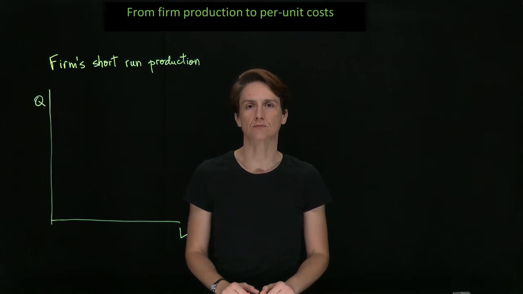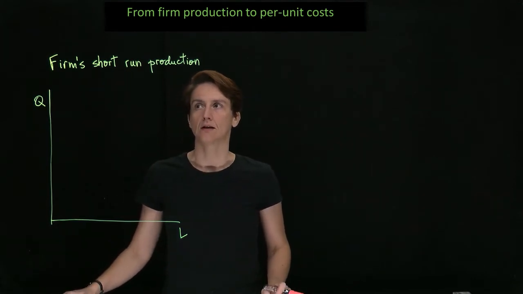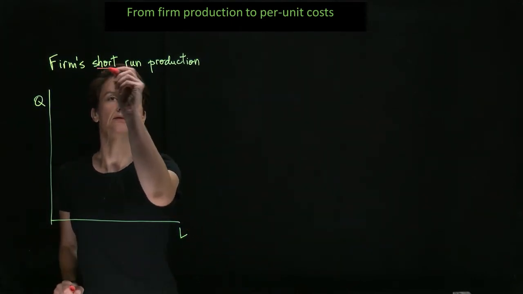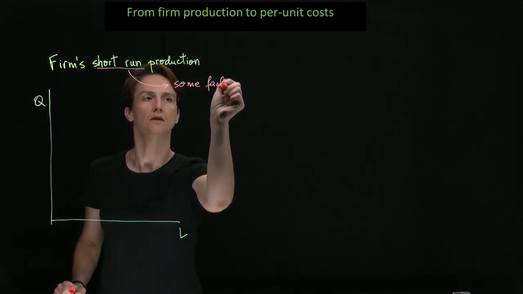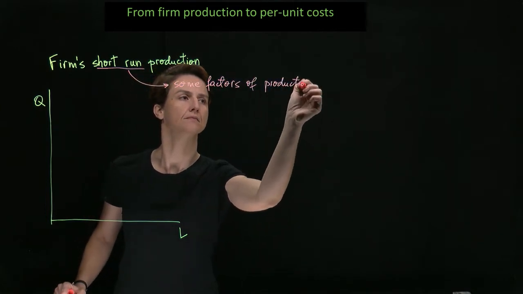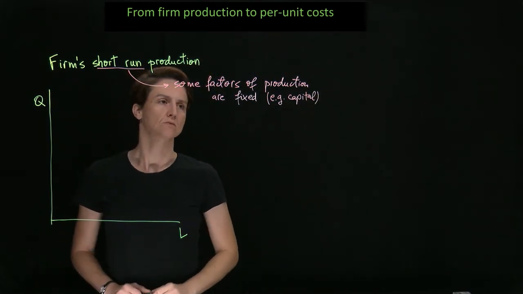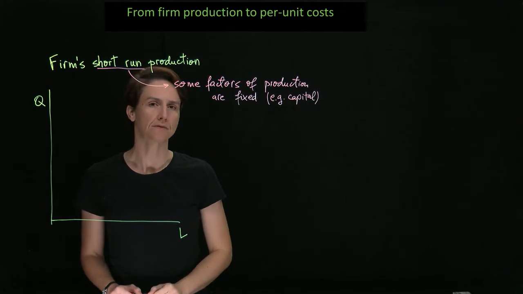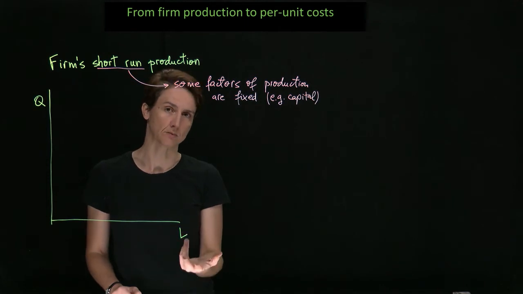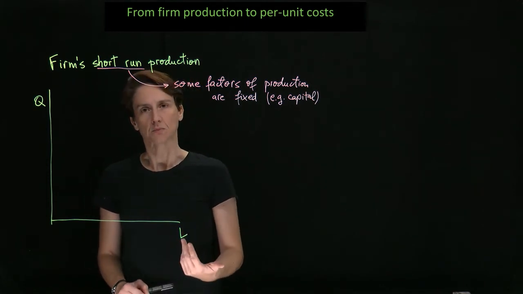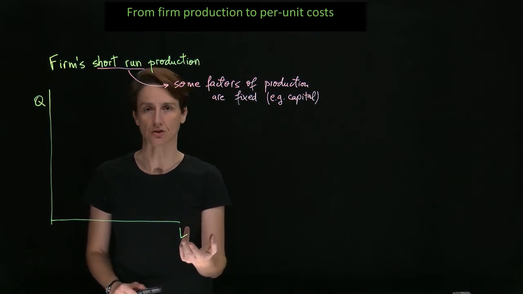Let's start by considering the firm's production function. Specifically, we're going to consider the short run, which, remember, simply means that some factors of production are fixed. Remember, we typically assume that capital inputs are fixed, meaning machinery, buildings, and so on, and that labor, so workers, are more flexible in the short run. So under this assumption, short-run production will depend only on labor because that's the one input that can change.